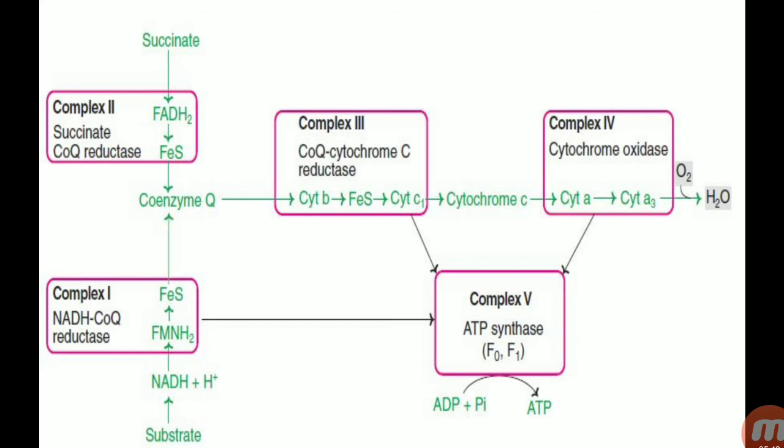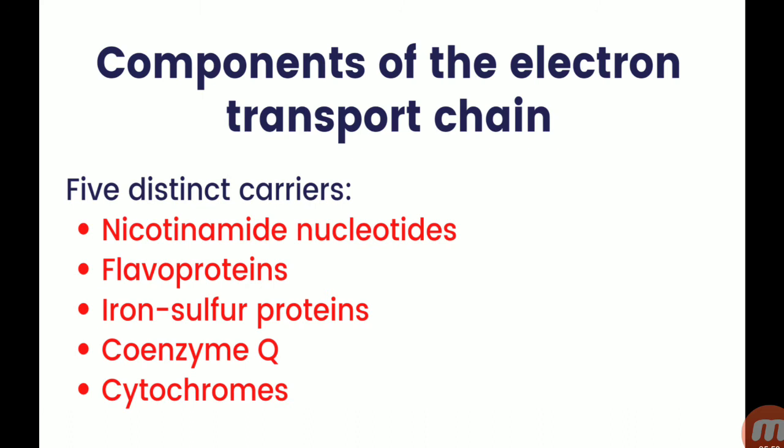So this was about the complexes of this ETC. Generally it has five complexes. Complexes 1 to 4 are the electron carriers, whereas complex 5 is responsible for ATP synthesis. Now when you see the components of the electron transport chain, there are five distinct carriers that participate in the electron transport chain, and these are nicotinamide nucleotides, flavoproteins, iron sulfur proteins, coenzyme Q, and cytochromes. These are arranged sequentially and are responsible for the transfer of electrons from a given substrate to ultimately form water after combining with proton and oxygen.